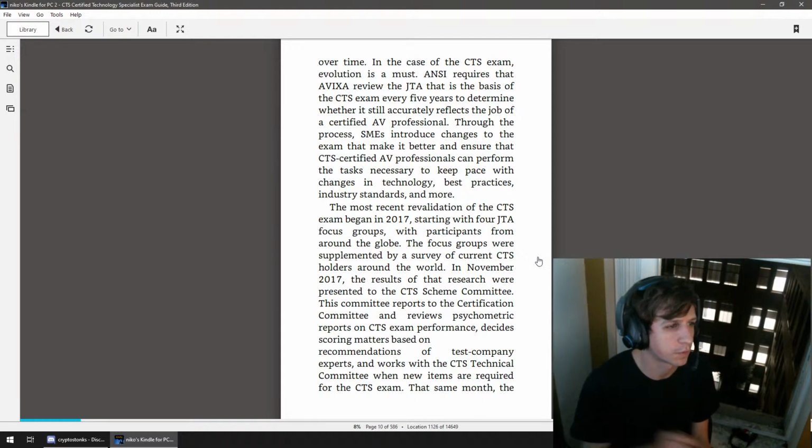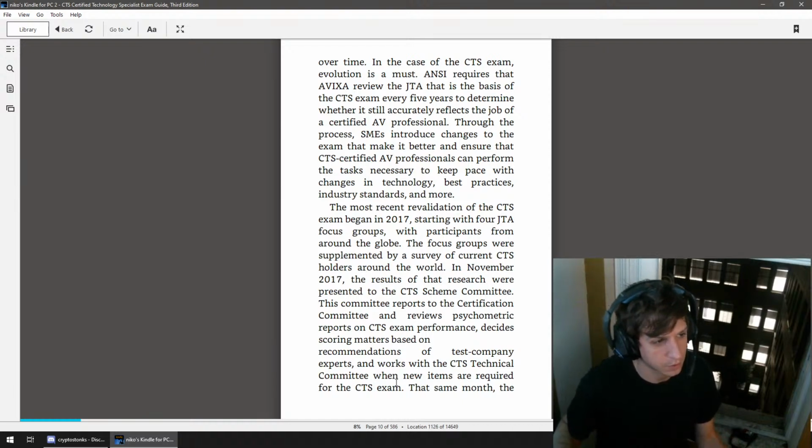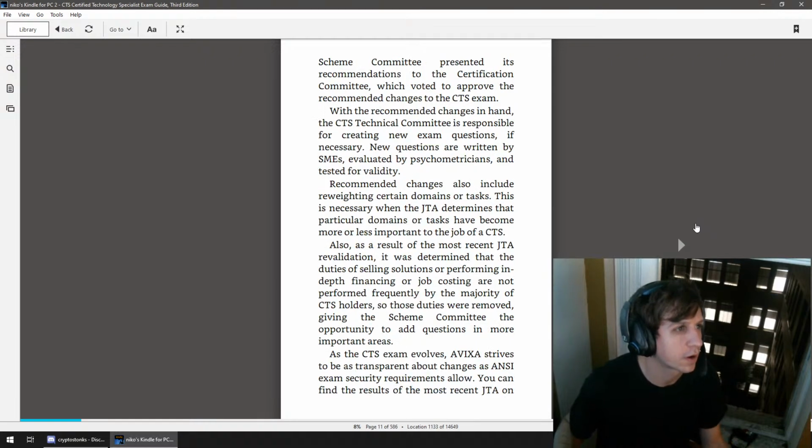The focus groups were supplemented by a survey of current CTS holders around the world. In November of 2017, the results of that research were presented to the CTS Scheme Committee. The committee reports to the Certification Committee and reviews psychometric reports on CTS exam performance, decides scoring patterns based on test company experts, and works with the CTS Technical Committee where new items are required for the CTS exam. That same month, the Scheme Committee presented its recommendations to the certification committee, which voted to approve the recommended changes to the CTS exam.